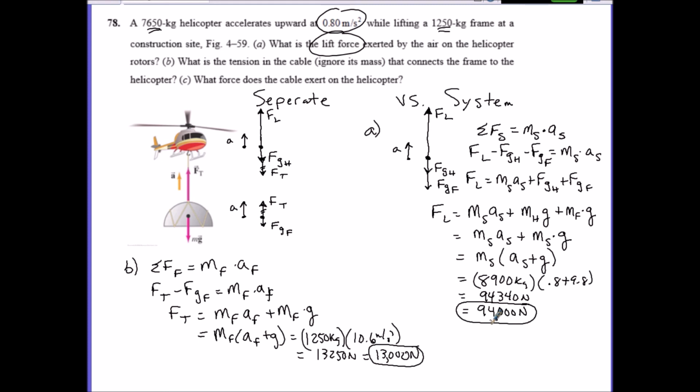Letter C, what force does the cable exert on the helicopter? Now, we really don't have to do a lot of math here. We've already calculated that. Newton's third law says that if the helicopter is pulling the frame up with 13,000 newtons of force, then the frame must be pulling down on the helicopter with the same value. So part C is the exact same thing, 13,000 newtons, downward instead of upward. There we go, problem number 78 solved for you.